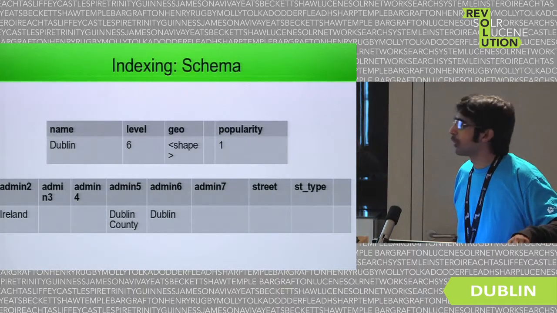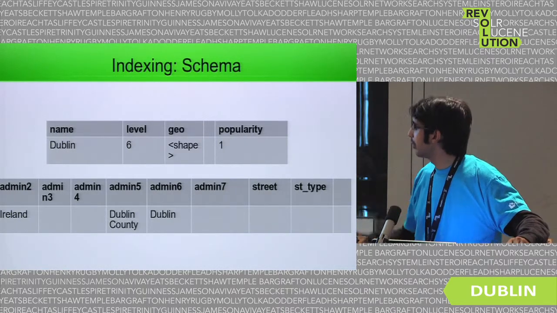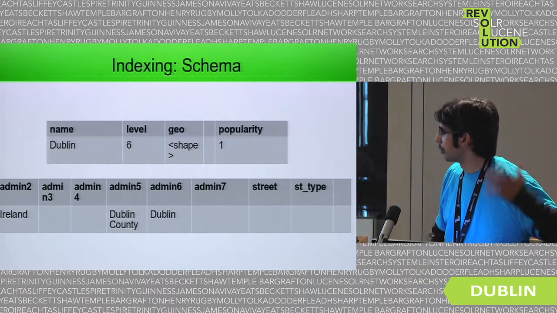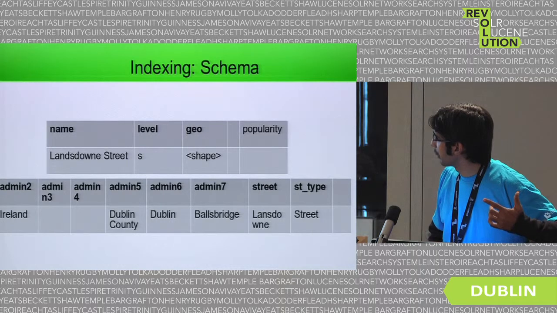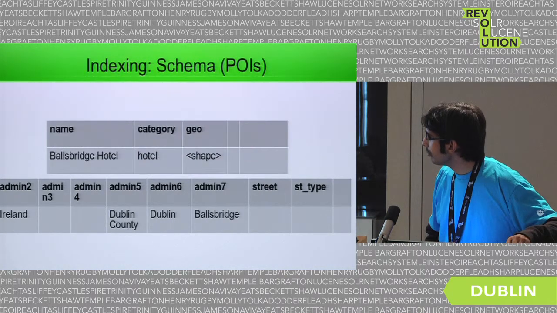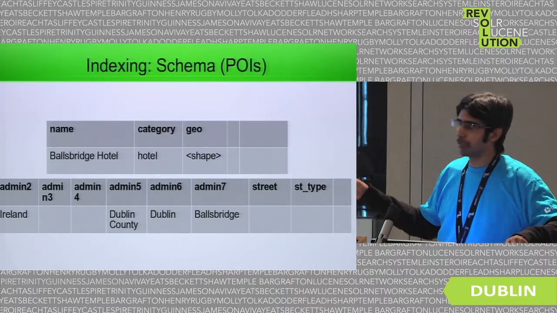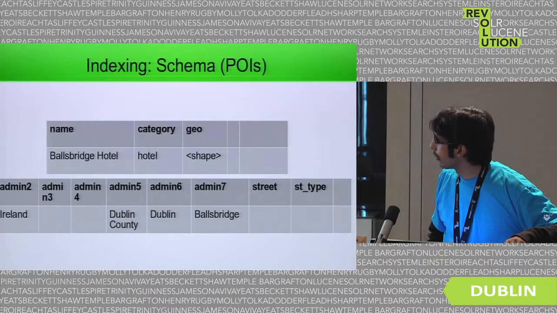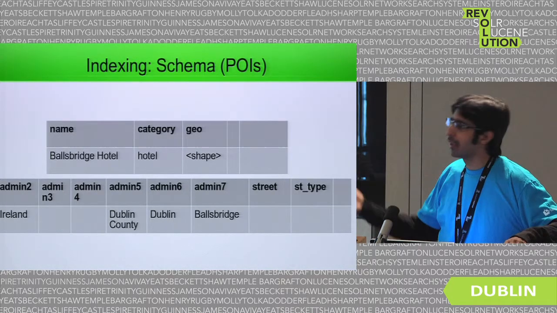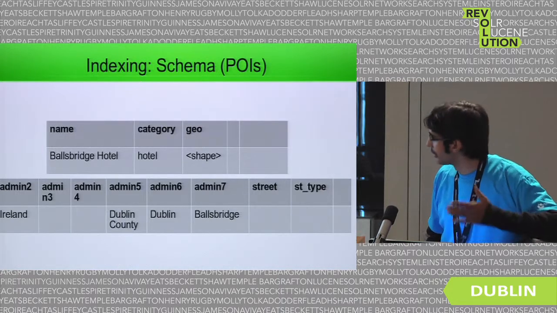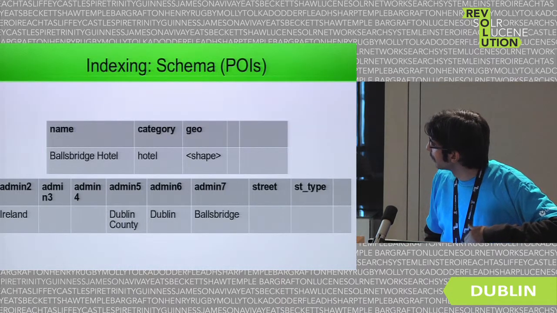Another indexing schema for the places of interest is similar. This is another document. The previous one was a street document, and the other one is a city document. So this one is a schema, a different index for the points of interest. The points of interest will have a name, a category, a shape, and all the relevant administrative information.